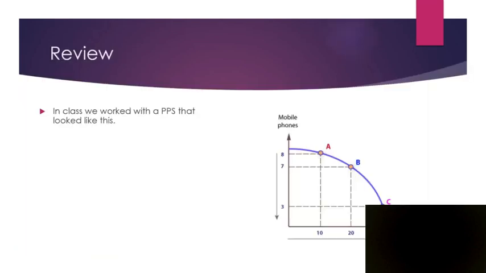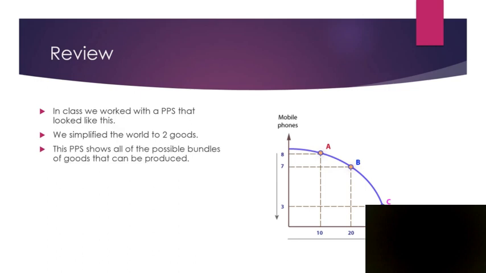Quick review. In class we worked with a production possibility set that looked like this one to the right. We simplified the world to two goods, and so remember the PPS here shows all of the possible bundles of goods that can be produced. We're not distinguishing at this point between efficient and inefficient. This is just every bundle of mobile phones and cameras that can be produced.